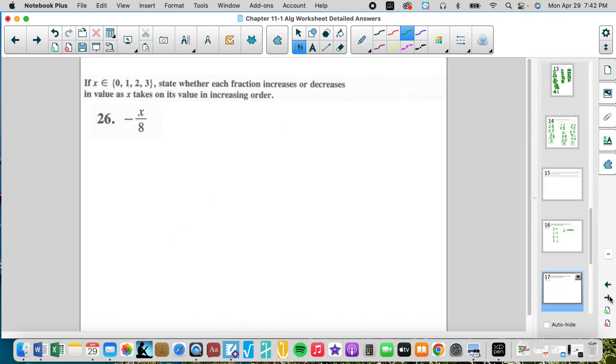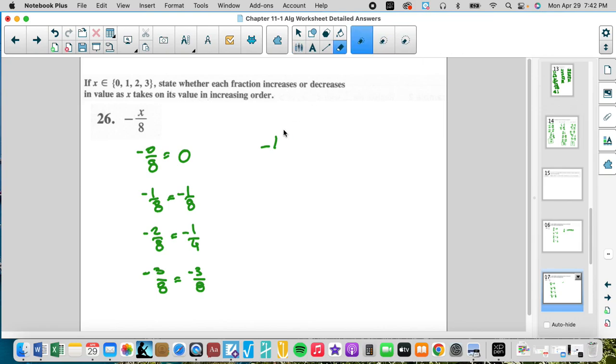That's pretty good. This is number sense. So we have negative 0 over 8, negative 1/8, negative 2/8, negative 3/8. And as that goes, that's going to be 0. This is negative 1/8. This is negative 1/4. And this is negative 3/8. And we are decreasing. X over 8 is decreasing.